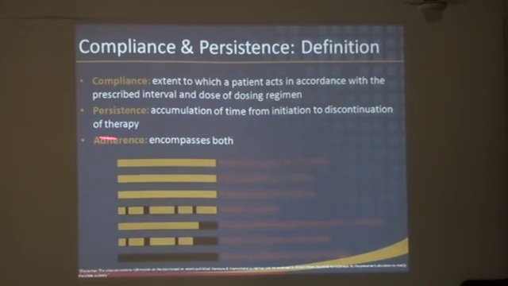What is persistence? Persistence means accumulation of time from initiation to discontinuation. That means the patient, whether he has been taking his medication on a regular basis or not, is fully persistent. These two graphs will look the same. So how do we distinguish the two? So this is an example of a patient who is partially compliant. So this is on, off, on, off. So this one, on here.